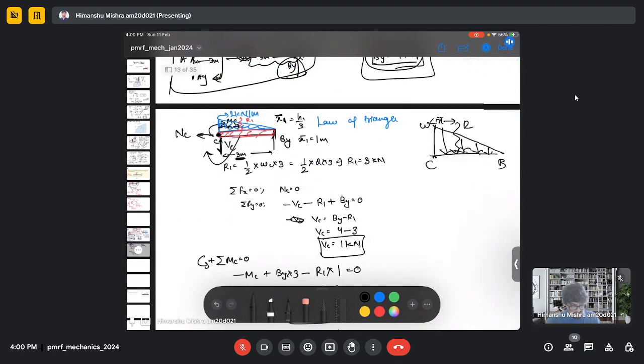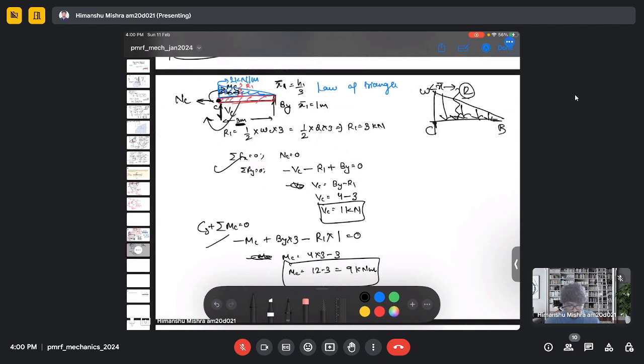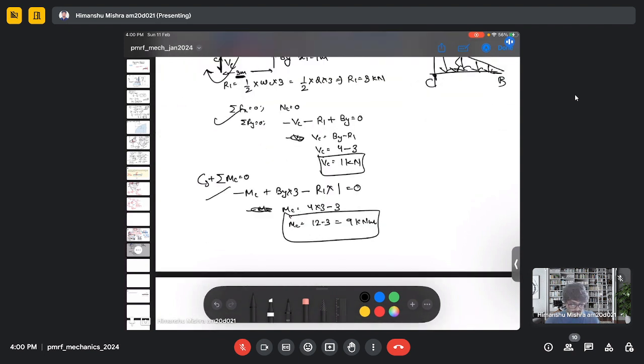And then, once we got the resultant force, we again do the force balance analysis, and we do the moment balance analysis to calculate these quantities at a specific point.